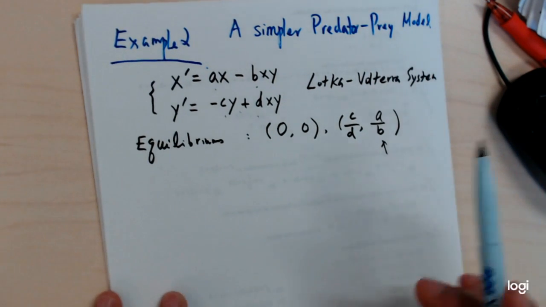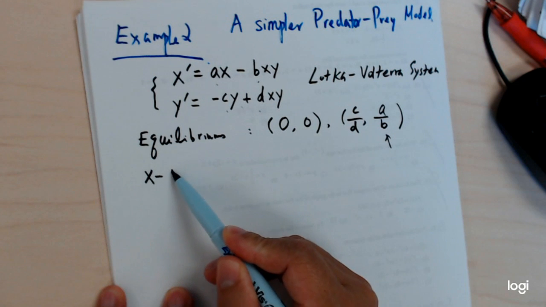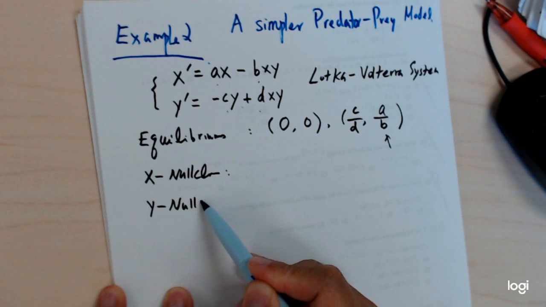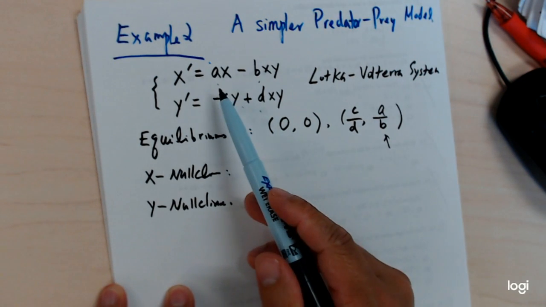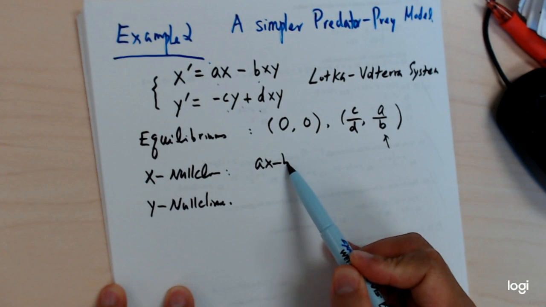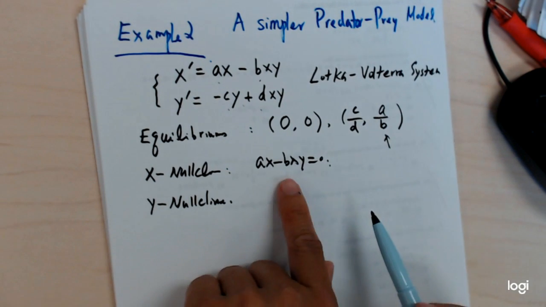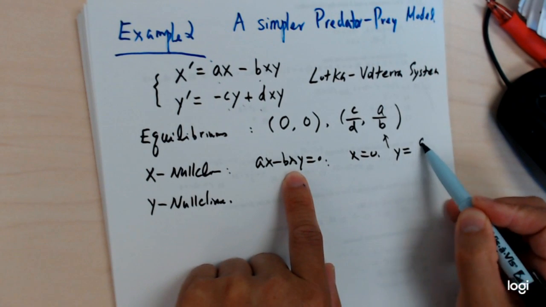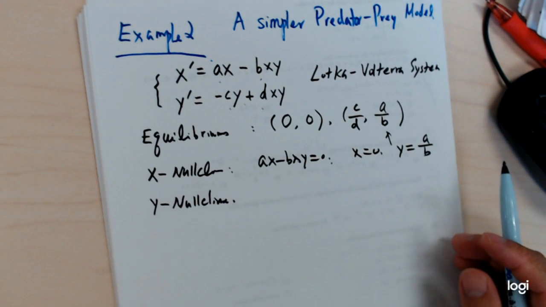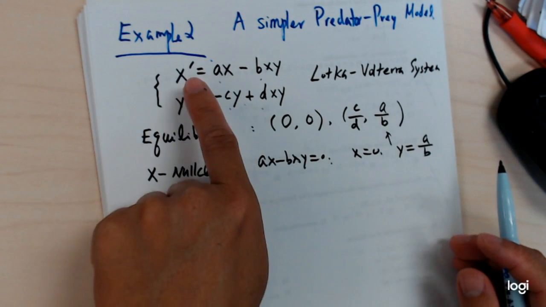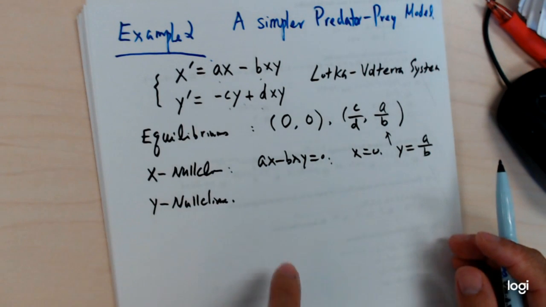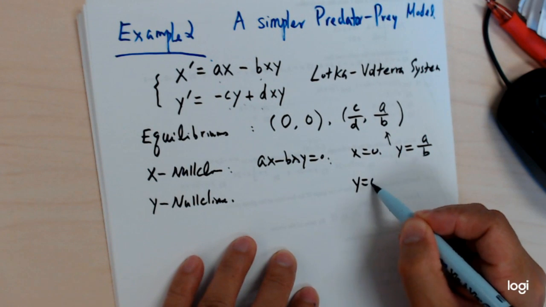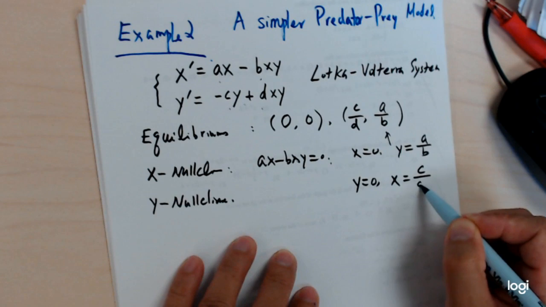Equilibrium can also be found by finding the intersection between the x nullclines and y nullclines. X nullclines: simply set ax minus bxy equal to 0. So it turns out there are two straight lines. One is x equal to 0. The other one is y equal to a over b. So that's the so-called x nullclines. Along those straight lines, x prime will be 0. Similarly, y nullclines are y equal to 0 and x equal to this constant.